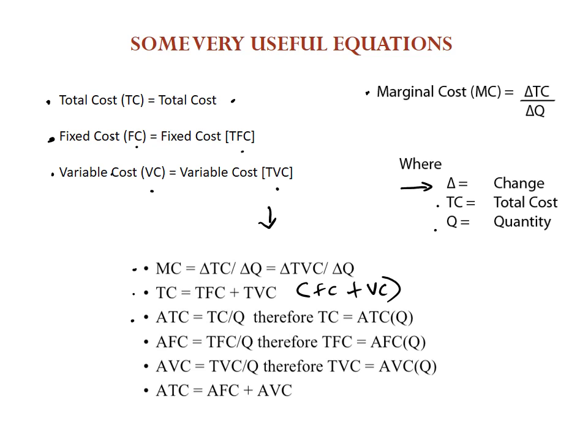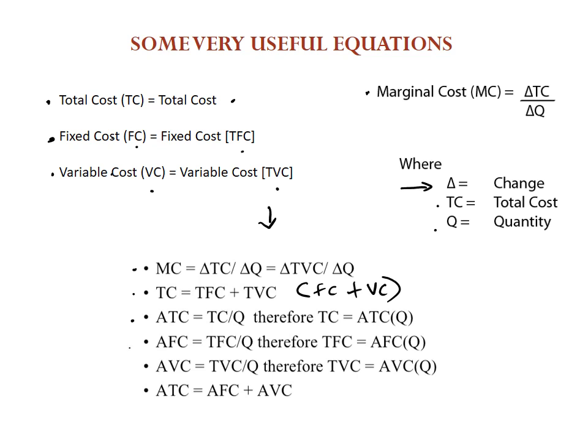Because we know what the total cost is, we just find the average divided by quantity. Now if we're trying to find total cost, all we have to do is multiply the average total cost by quantity, and then we get the total cost. Because we already know what the average total cost is, we know what the quantity is, all we have to do is multiply that together to get our total cost.